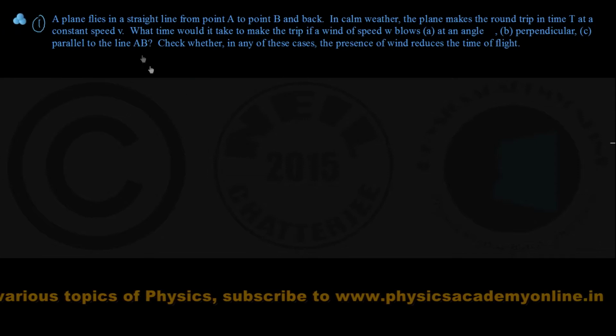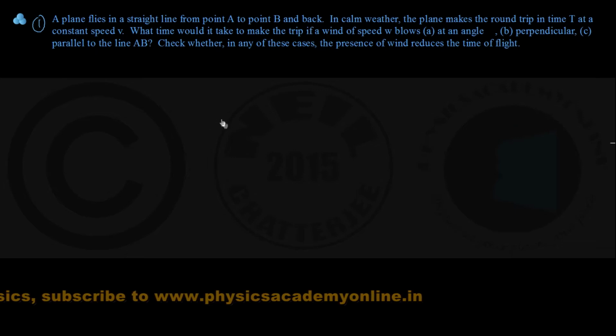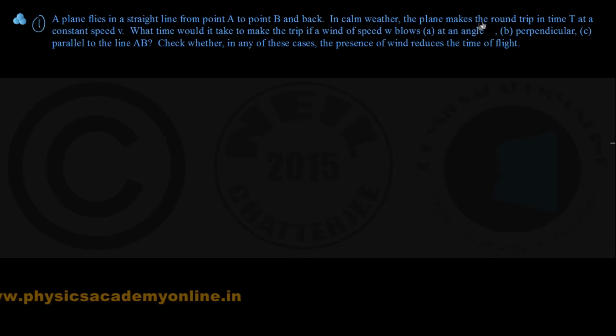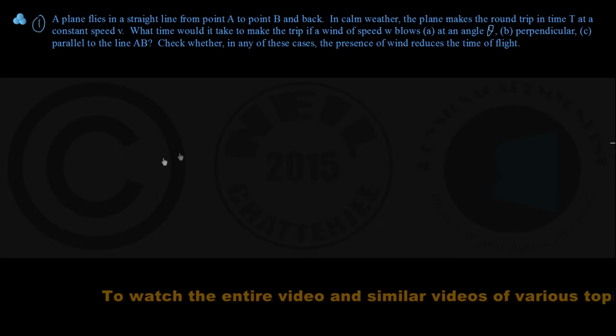This one is telling that a plane flies in a straight line from point A to point B and back. In calm weather, that is in absence of any wind, the plane makes the round trip in time T at a constant speed v. What time would it take to make the trip if a wind of speed w blows in part A at an angle theta, in part B perpendicular, and in part C parallel to the line AB? Check whether in any of these cases the presence of wind reduces the time of flight.